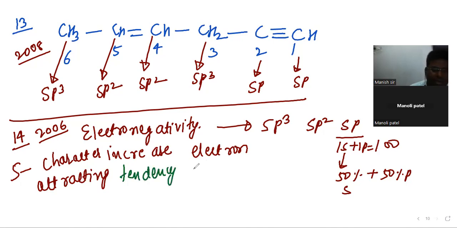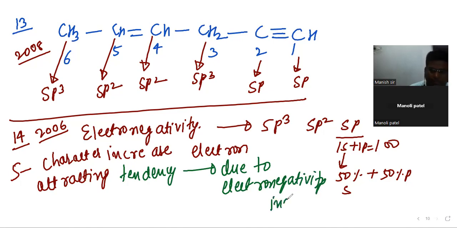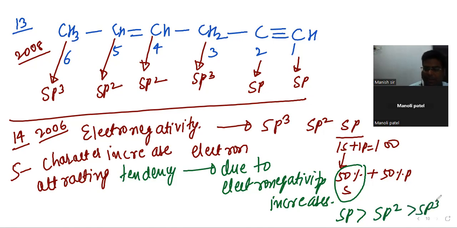Right. So electronegativity increases. So in sp, s character is 50%, so this will be the highest electronegativity. Then the least will be sp3, because p character increases now. That's why. So please write this order and remember it. It will be asked in your exam.